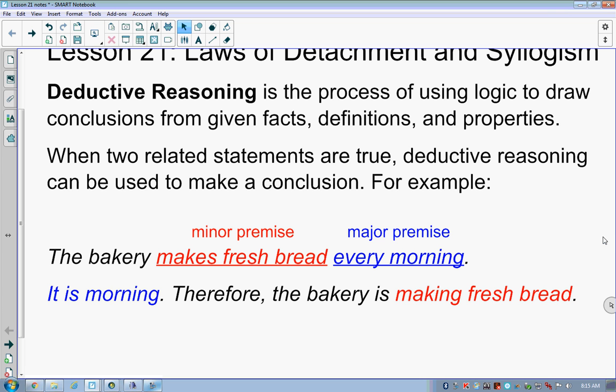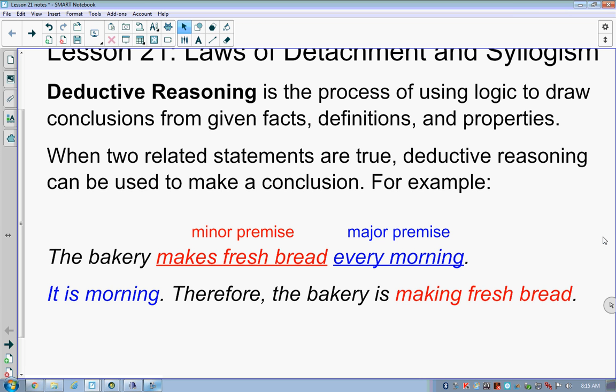So here we see a statement. The bakery makes fresh bread every morning. What I want you to notice about this, and it doesn't go over this in your geometry lesson, is that there's a minor premise and a major premise. Whenever we see things like every or all, that's my major premise. That's the big overarching thing. And then the next part of the statement is going to be my minor premise.